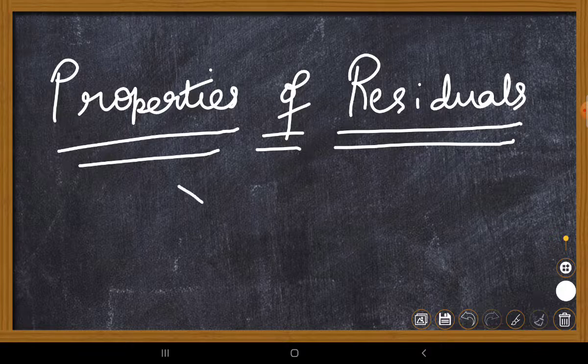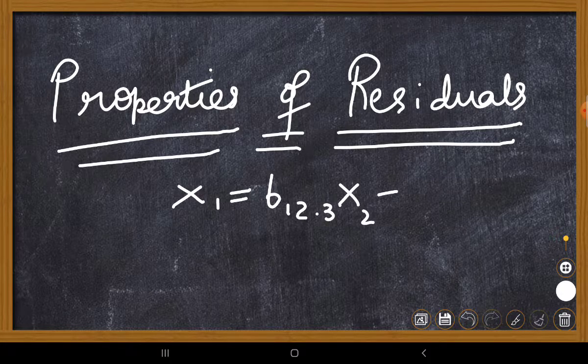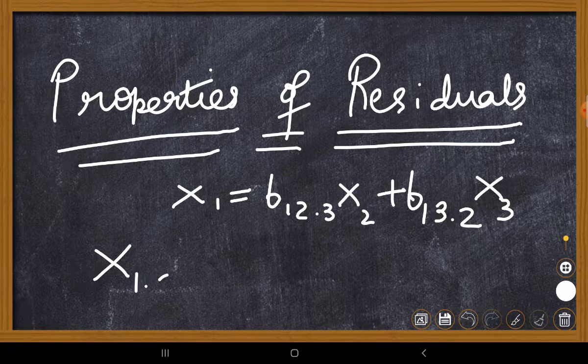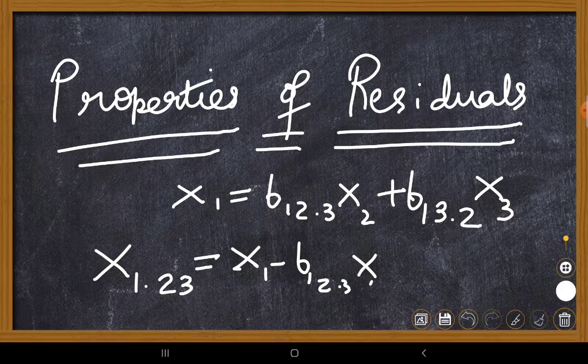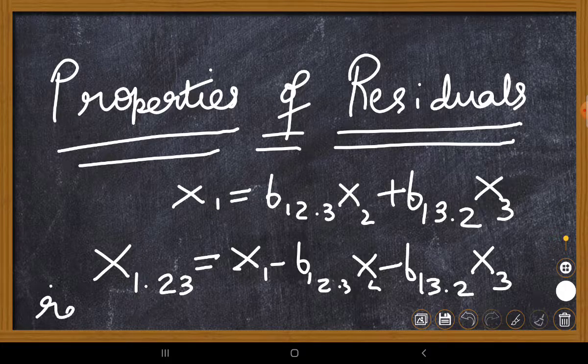Suppose you consider the plane of regression of x1 on x2 and x3, then it is given by x1 equal to b12.3x2 plus b13.2x3. Then the residual of this equation of the plane of regression will be given by x1.23, which is equal to x1 minus b12.3x2 minus b13.2x3. So this is known as your residual.